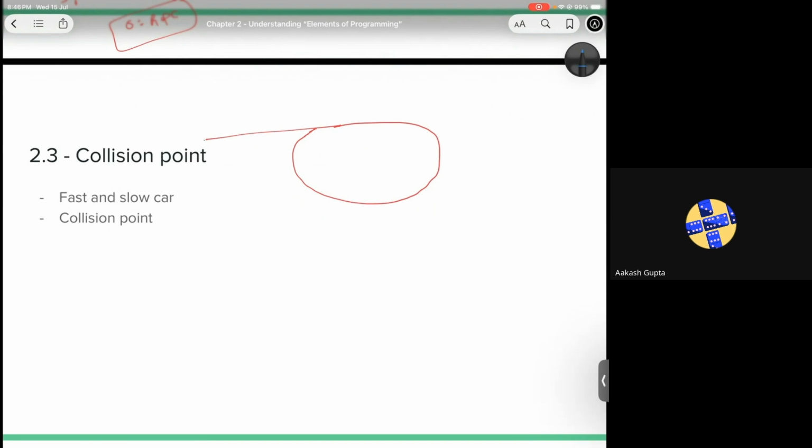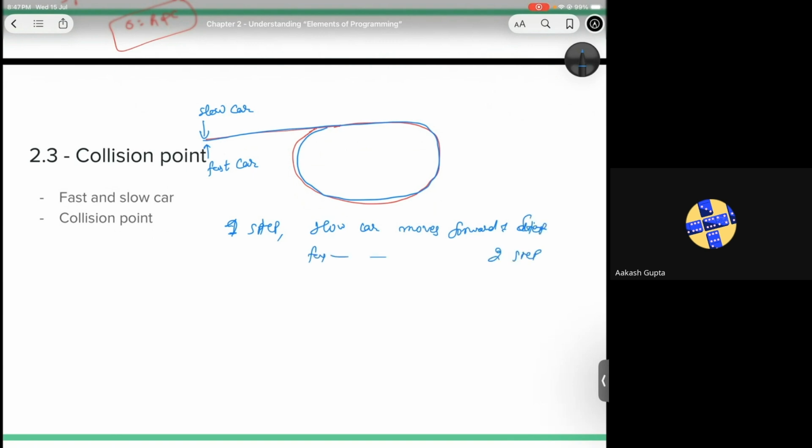The basic idea is that let's say this is a structure of our orbit, okay, and we have two cars starting from the initial starting element. One is denoted as slow car, and one is fast car. And what is the property of slow and fast car? In one step, slow car moves forward one direction, and in one step, fast car moves forward two steps, not direction, two steps. Or basically, the speed of fast car is twice the speed of slow car.